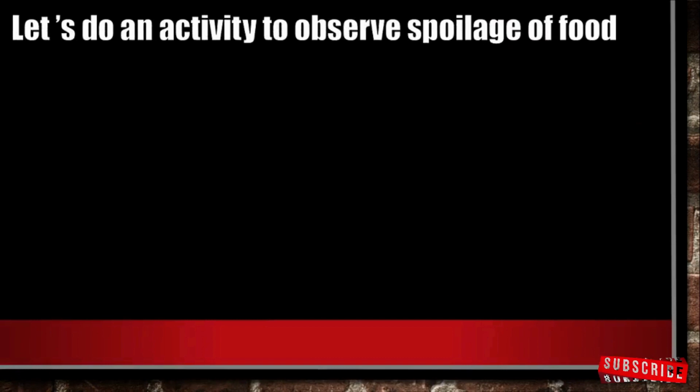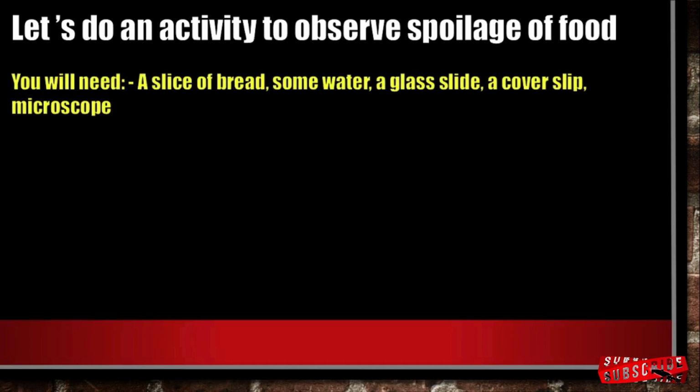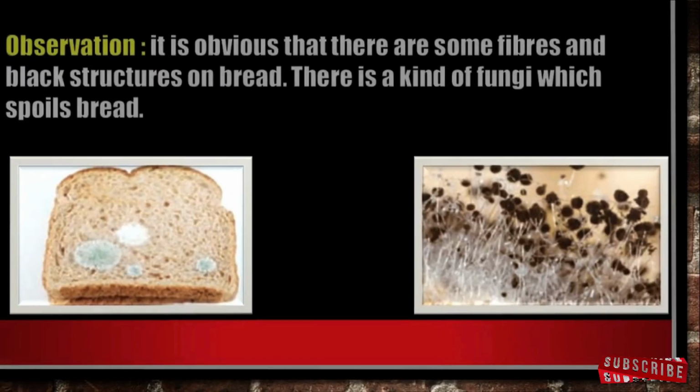Let's do an activity to observe spoilage of food. You will need a slice of bread, some water, a glass slide, a cover slip, and a microscope. Method: spray some water on the slice of bread and keep it for 3 days. Take some of the substance grown on the slice of bread and place it on the glass slide. Put a drop of water on it. Cover the slide with a cover slip. Observe the slide through the microscope under low power.